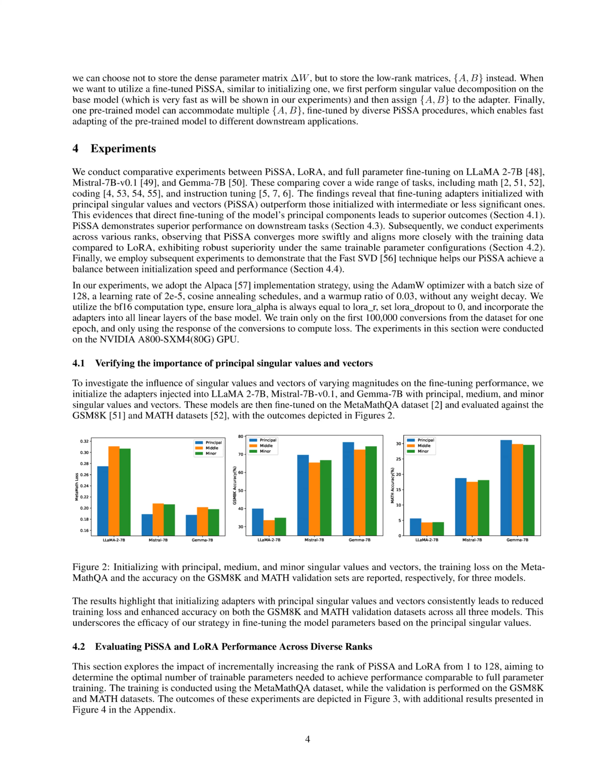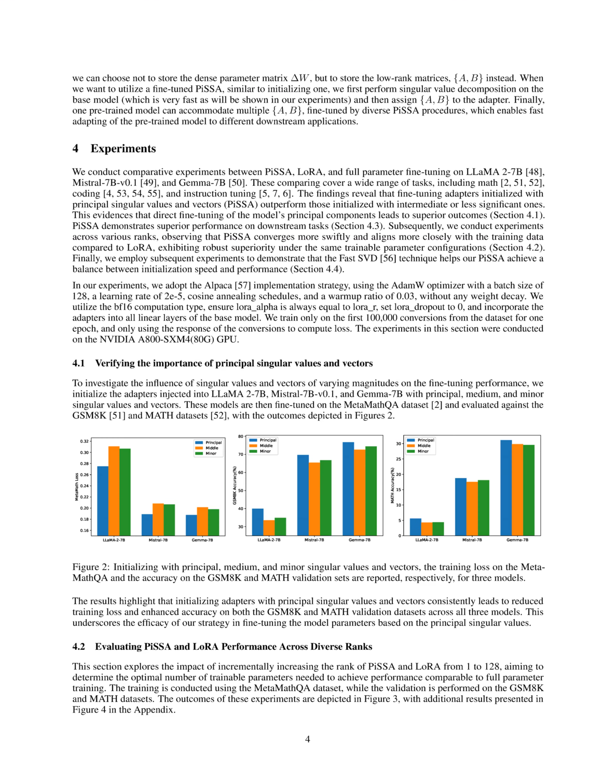The key findings from the experiments conducted on Llama 2-7B, Mistral 7B v0.1 and Gemma 7B using PiSSA, LoRA, and full parameter fine-tuning are as follows. 1. PiSSA outperforms LoRA and full parameter fine-tuning across various tasks, including math, coding, and instruction tuning. 2. PiSSA demonstrates superior performance by initializing adapters with principal singular values and vectors, leading to reduced training loss and enhanced accuracy on validation datasets.